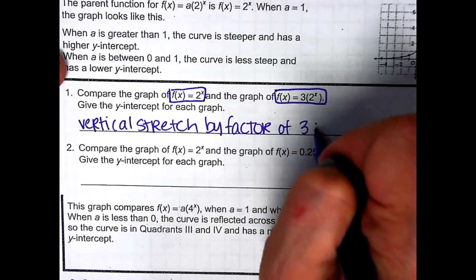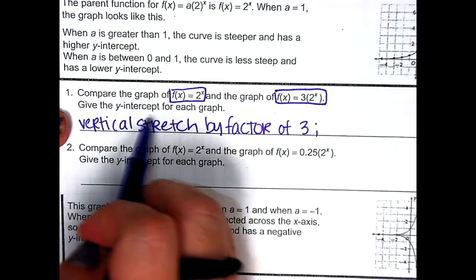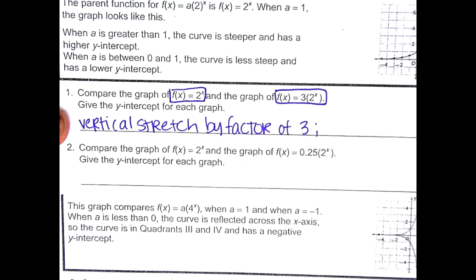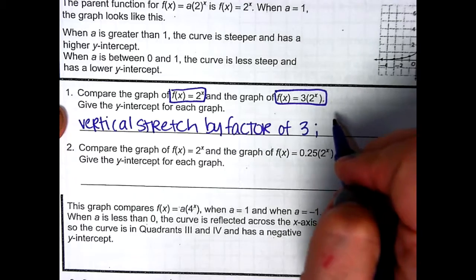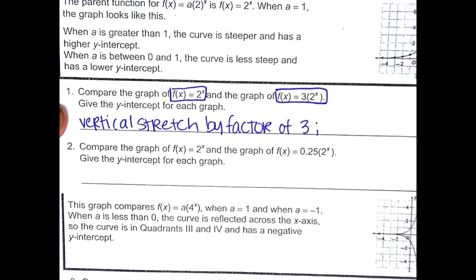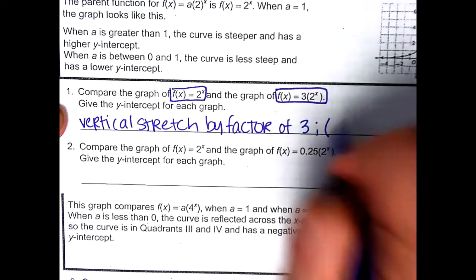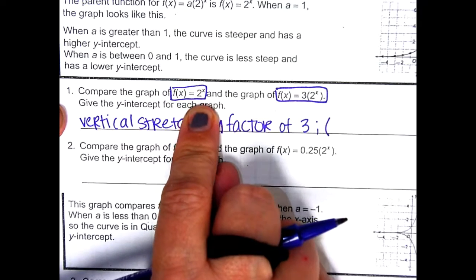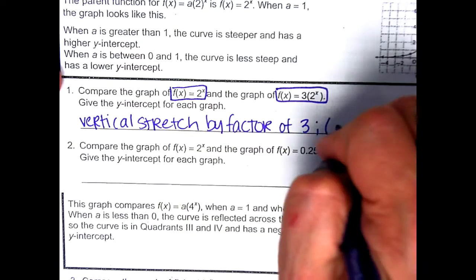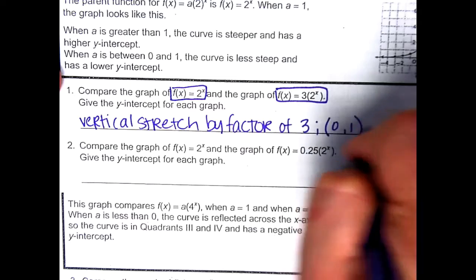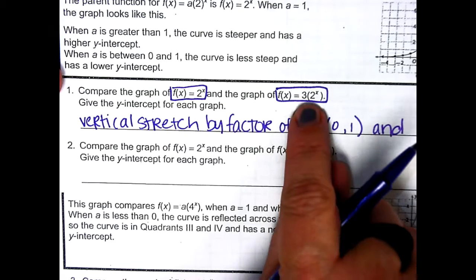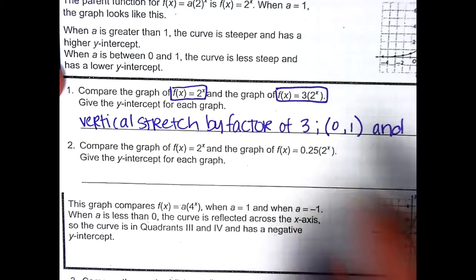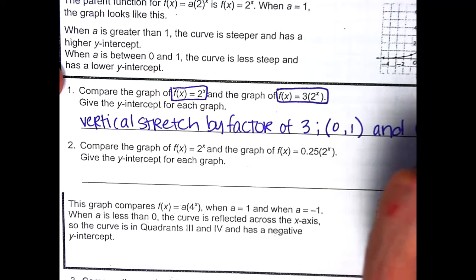of 3. The second thing it asked you for is to give the y-intercept for each graph. We know that the y-intercept is the y value when x is 0. So if I plug 0 into the first function, I would get 0, 1. And if I plug 0 into the second function, 2 to the 0 power is 1 times 3 is 3. So it's 0, 3.